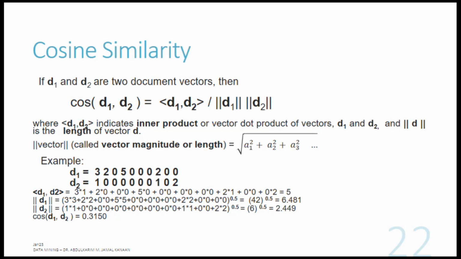For the denominator, you need to calculate the vector magnitude. Vector magnitude is quite easy. You take each value and raise it to the power of 2, and you keep summing up all the values. Finally, you take the square root.